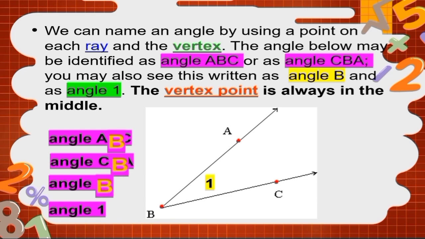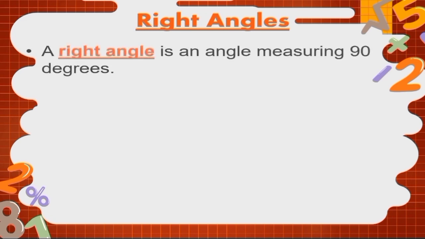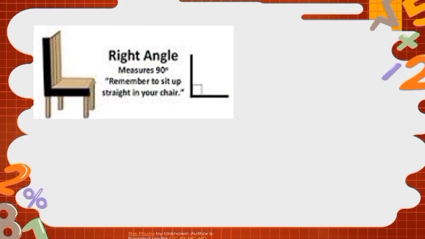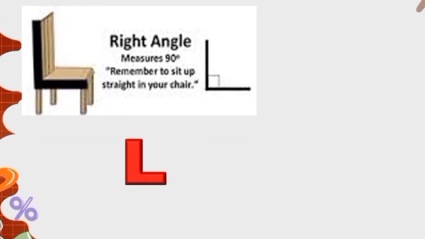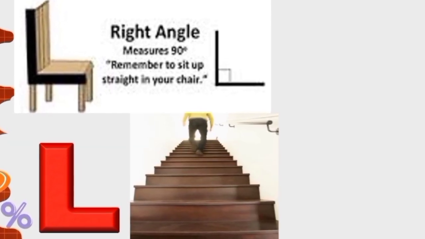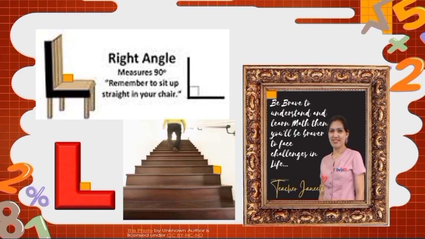And sometimes angle is written as a number. So in this case, angle 1. Kinds of angles. Right angles. A right angle is an angle whose measure is exactly 90 degrees. Right angle measures exactly 90 degrees.